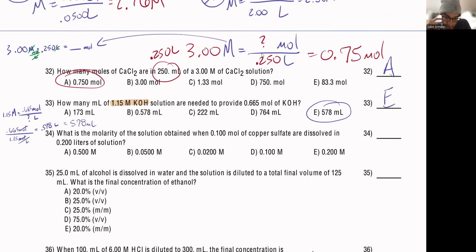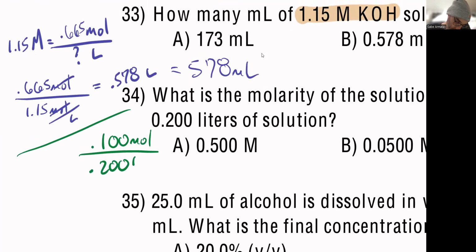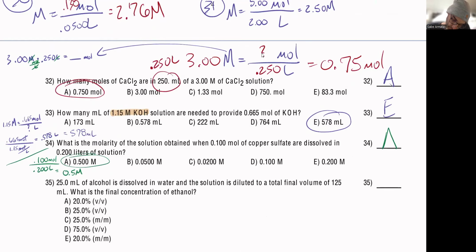What is the molarity of the solution obtained when 0.1 mole of copper sulfate are dissolved in 0.2 liters of solution? I will let you do this one, moles per liter. No, let's just do it. So 0.100 moles over 0.200 liters. This should just simply be 0.5 when you do the math, molar. So this should be A.